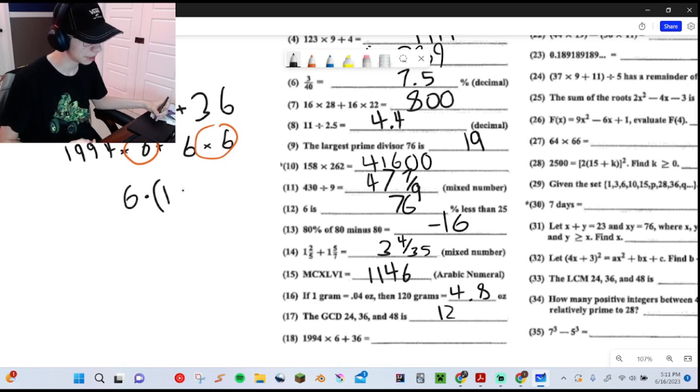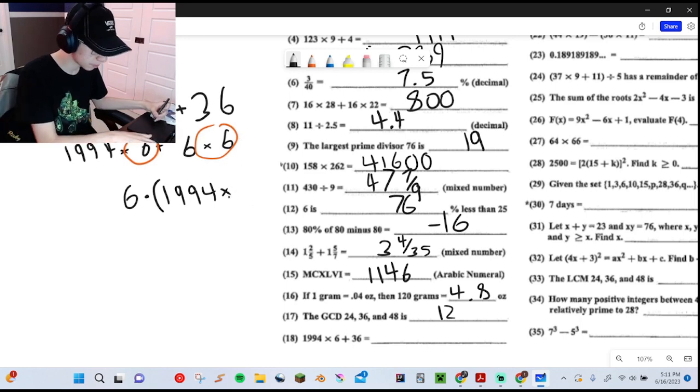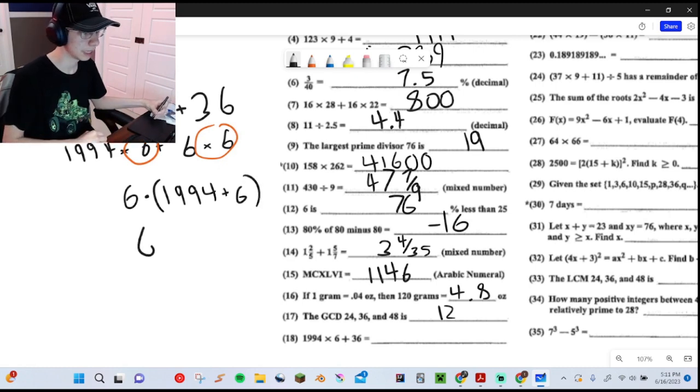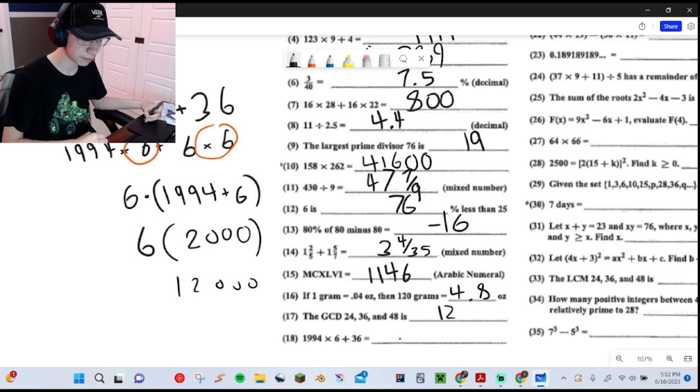So this becomes 6 times the sum of 1,994 and 6. Well, that should be a plus. And that's convenient because this turns out to be 2,000. 6 times 2,000, 12,000.